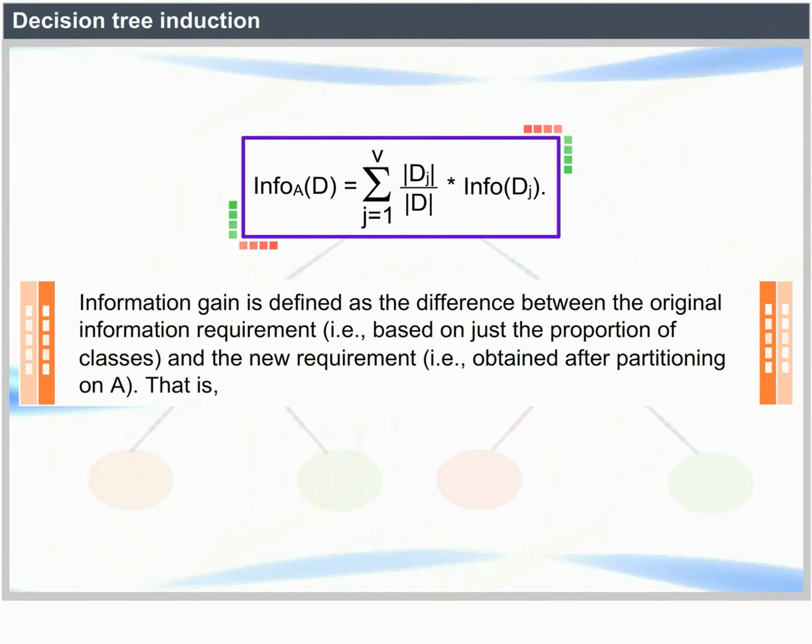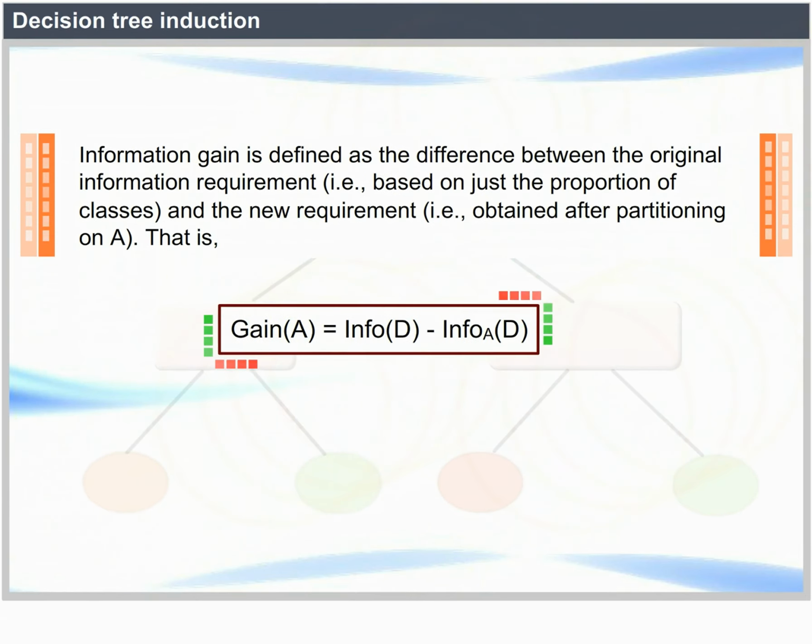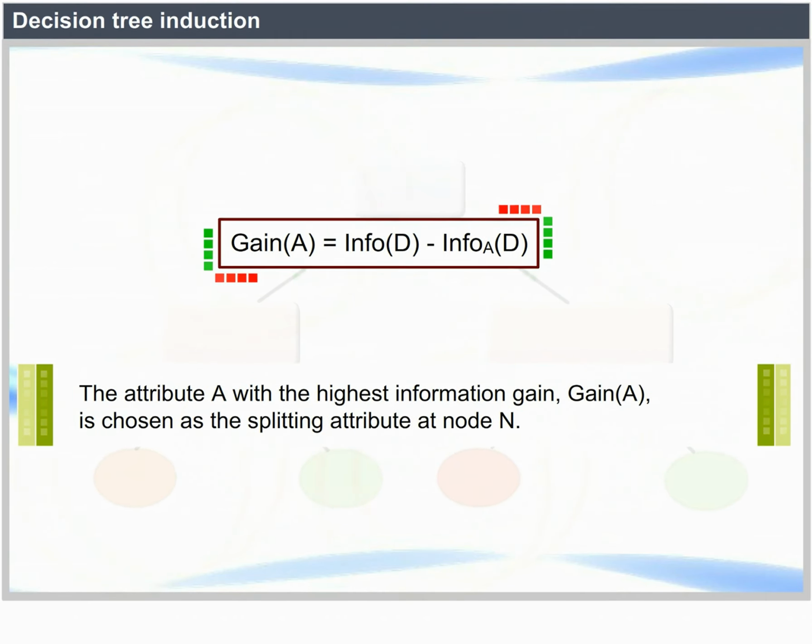Information gain is defined as the difference between the original information requirement, that is, based on just the proportion of classes, and the new requirement, that is, obtained after partitioning on A. That is, Gain(A) equals Info(D) minus Info_A(D). The attribute A with the highest information gain, Gain(A), is chosen as the splitting attribute at node N.